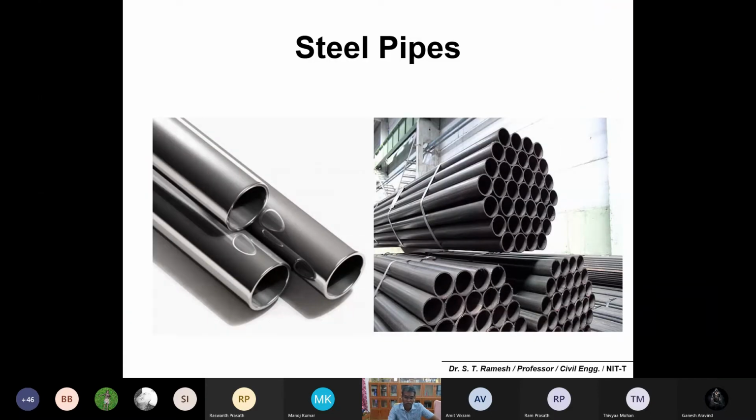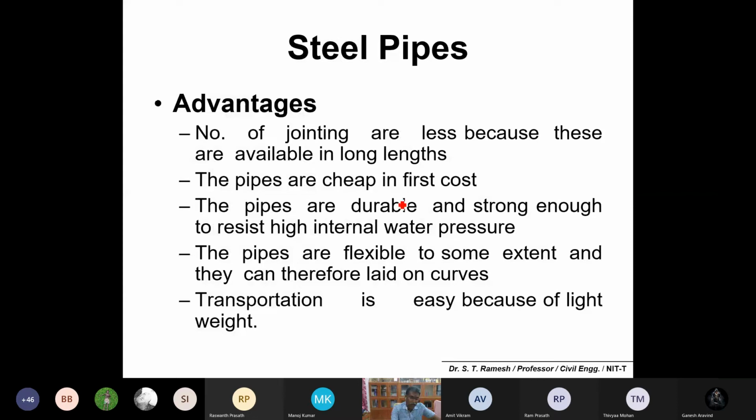These have very good appearance, and even once you weld, it is somewhat difficult to find where the welding is. So you can make a perfect pipe like this with different dimensions or diameters. The advantages here: the number of joints is less, because these are available in longer lengths. Whatever length you want, you can make it.